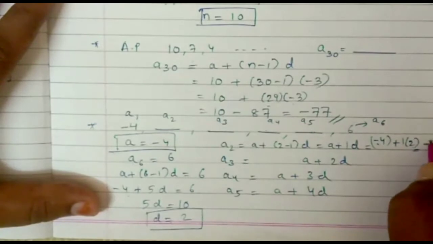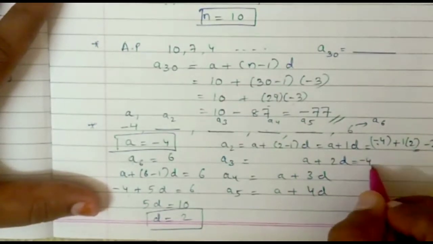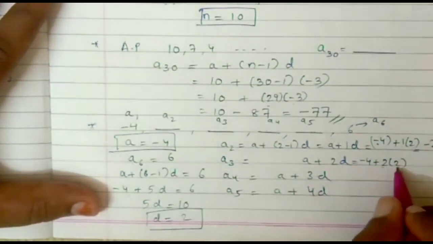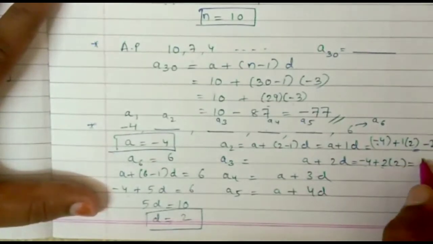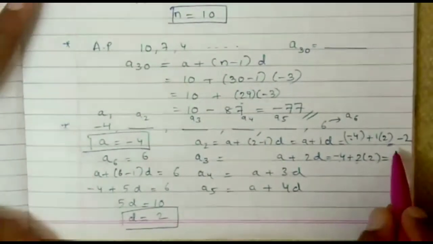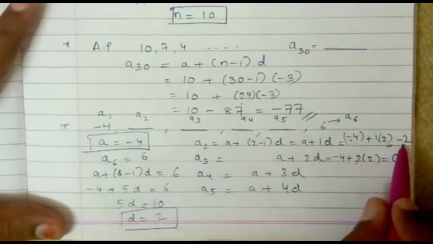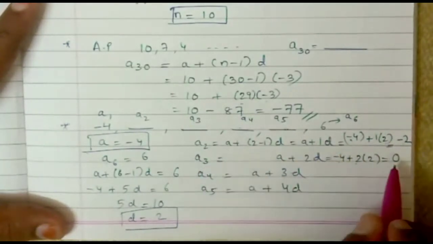So the second term will be minus 2. Similarly, minus 4 plus 2 times 2. 2 twos are 4, 4 minus 4 will be 0. So the third term will be 0 here. I have obtained already. See properly. A2 is minus 2 and A3 will be 0.